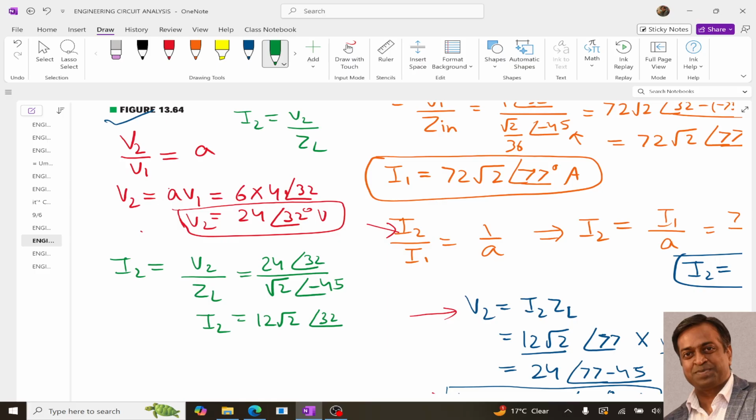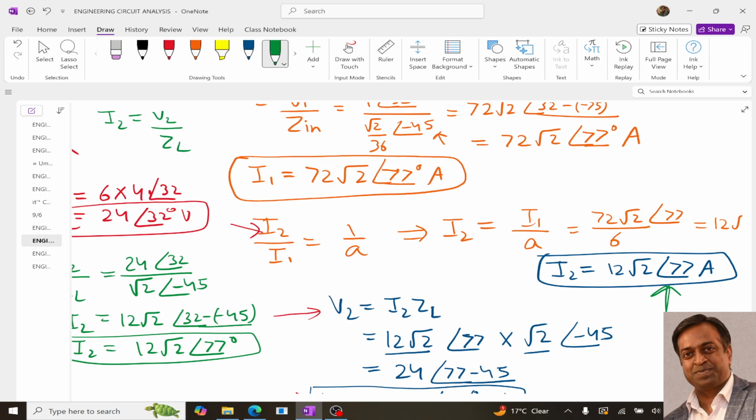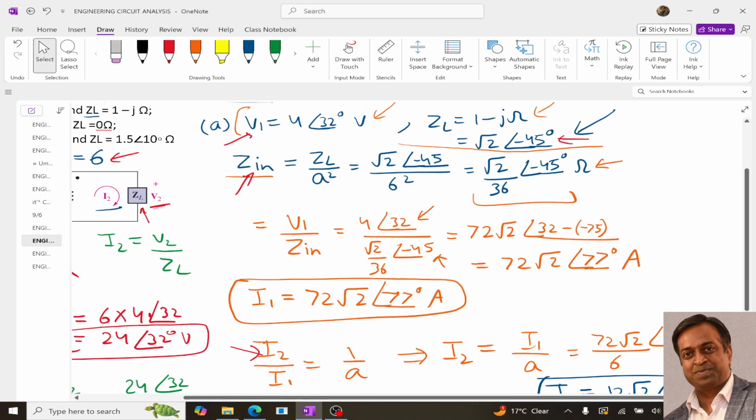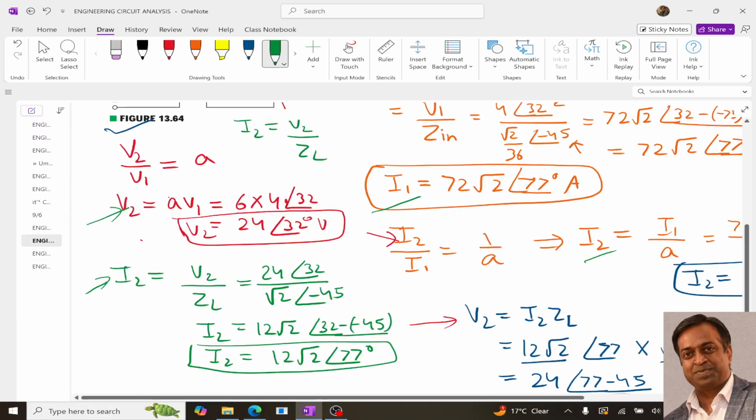So over here I have shown both the methods. Means you can first determine the Z-in, and then you can determine I1, then I2, and then V2, or straight away you can calculate V2 and then I2. You can use any method, and from both the methods you will get the same answer, right? So this is the solution, this is the answer to the first part of the question.